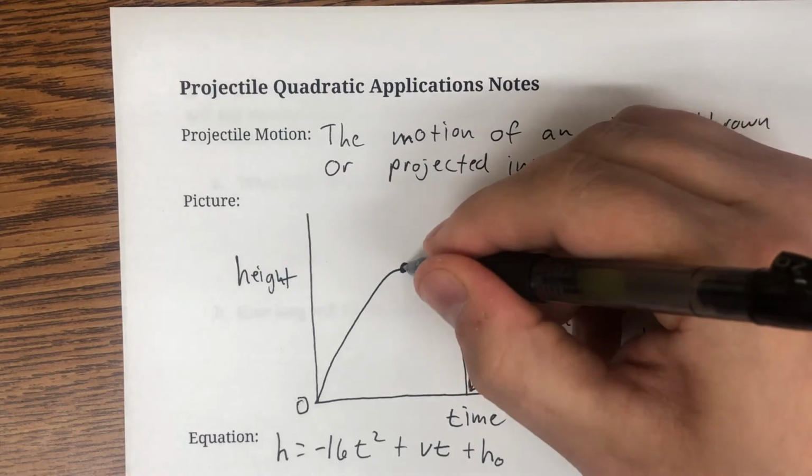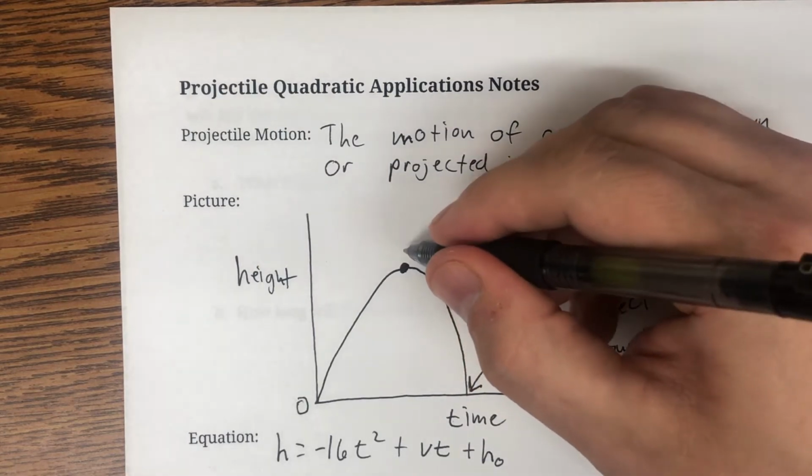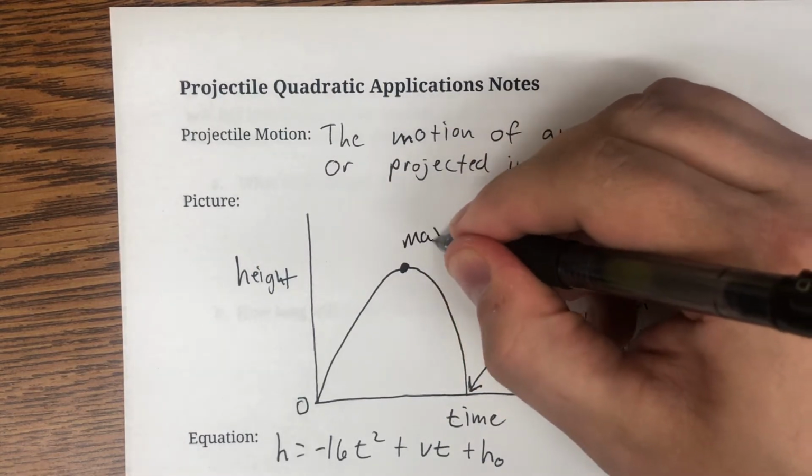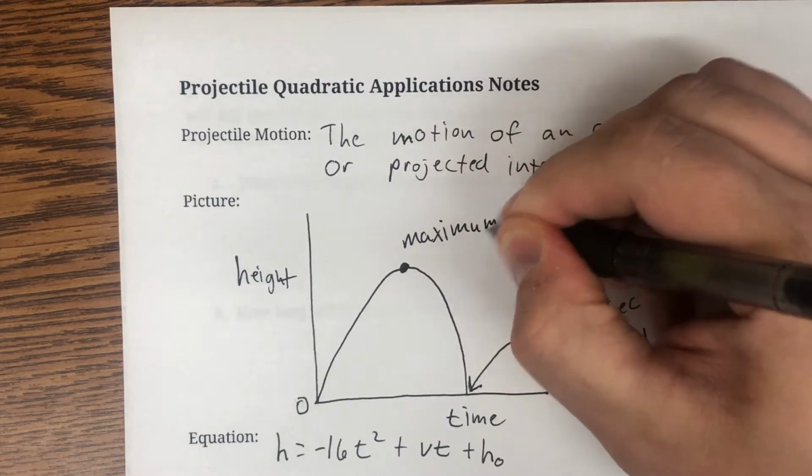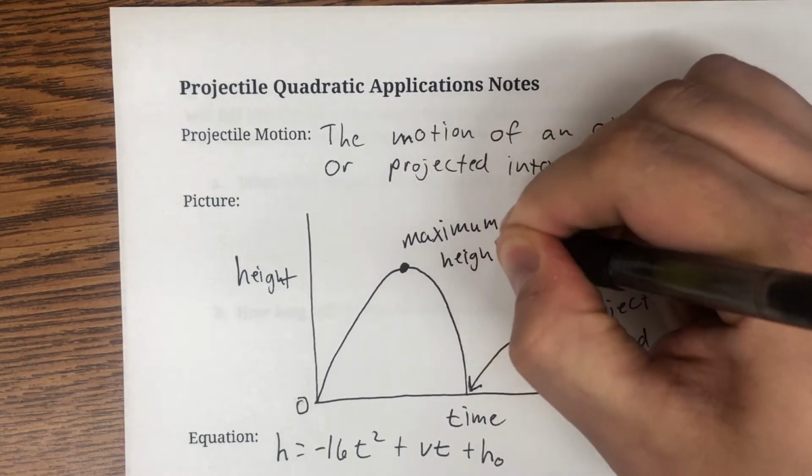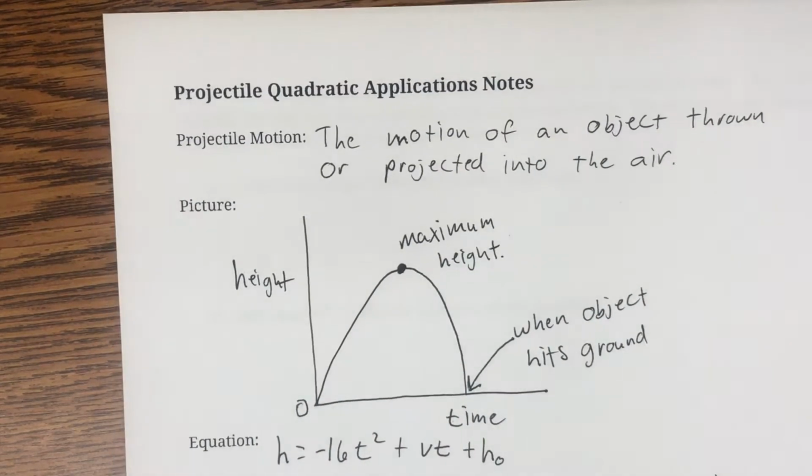And this vertex is the highest point, which we call a maximum. So that's kind of what the graph would look like.